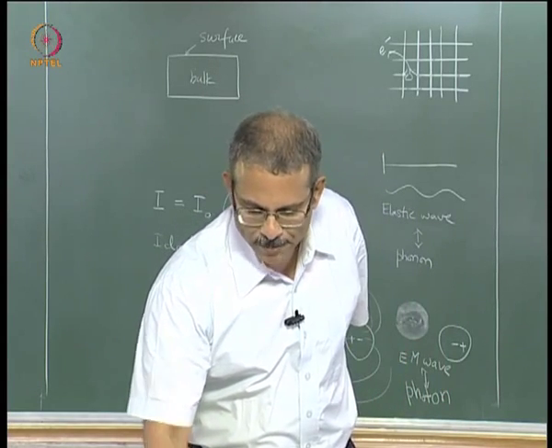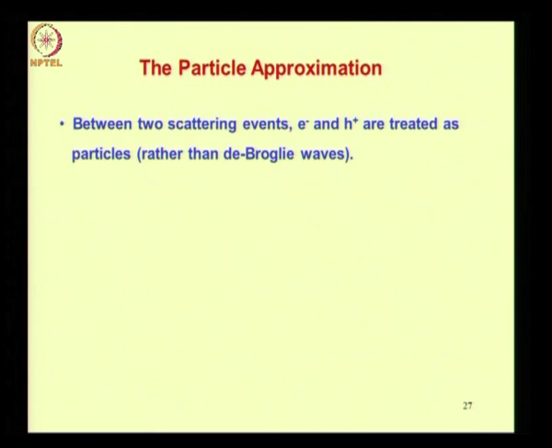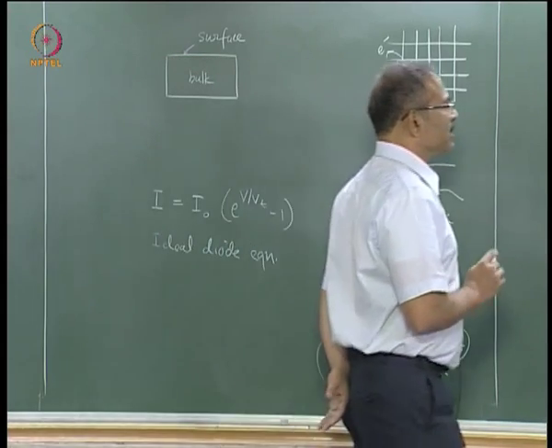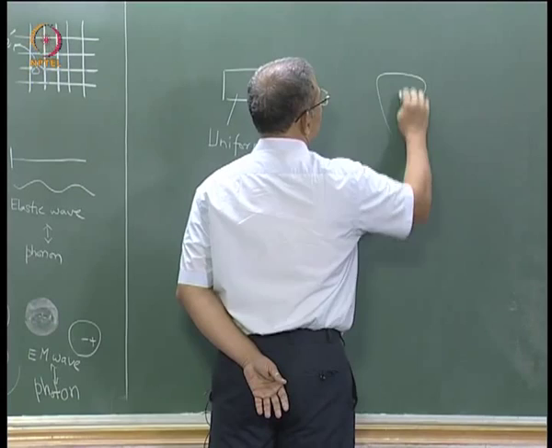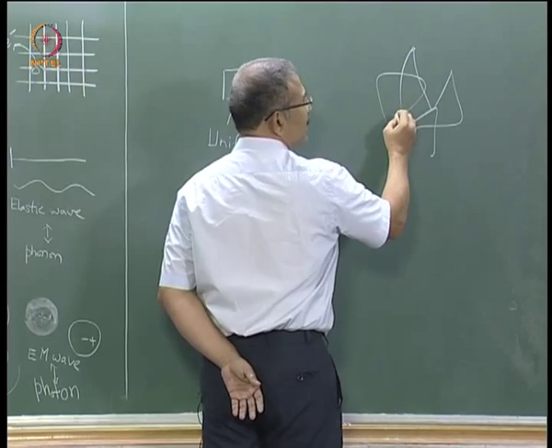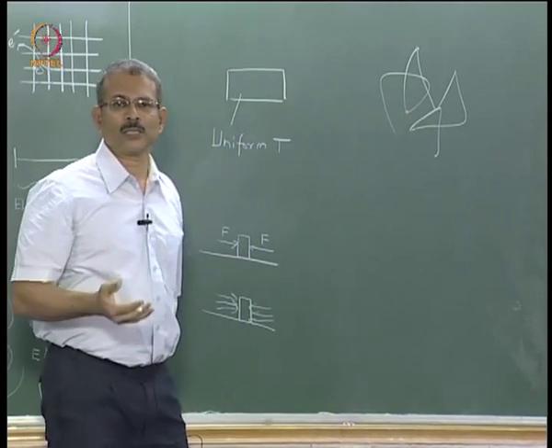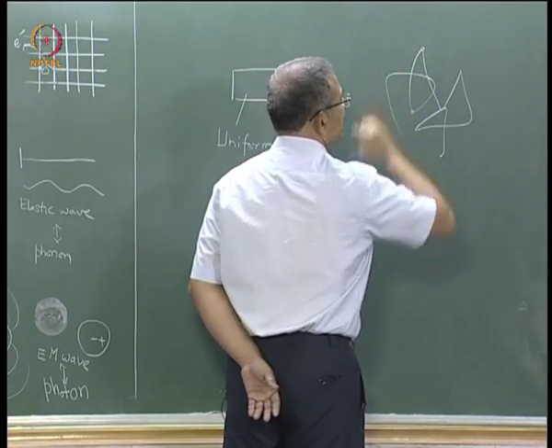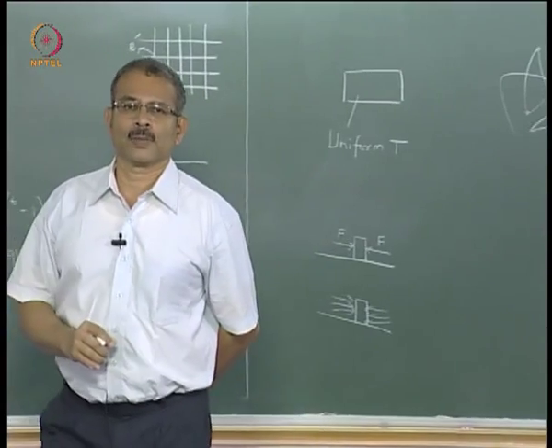Now let us look at the slide again. Between two scattering events, electron and hole are treated as particles rather than de Broglie waves. The particle approximation that we are making is valid between two scattering events. So you know from your first level course that the electrons and holes move around randomly like this, and they undergo scattering from impurity atoms, phonons or other carriers. So between two scattering events you are treating the electrons and holes as particles.